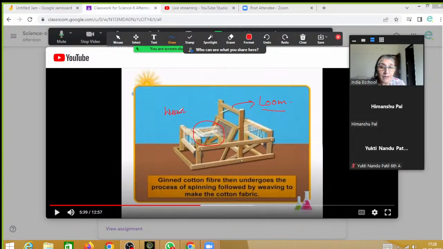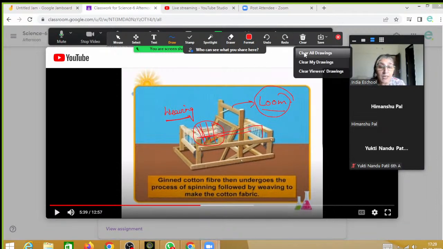Loom. So this is the process of weaving. What are we doing? Weaving. One thread is like this, one is like this. Can you see? So the thread comes from here, this goes up like this, and then the thread comes like this to make a cloth. So this process is done on a loom. Write it down.